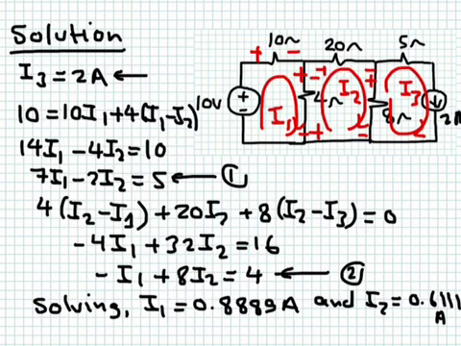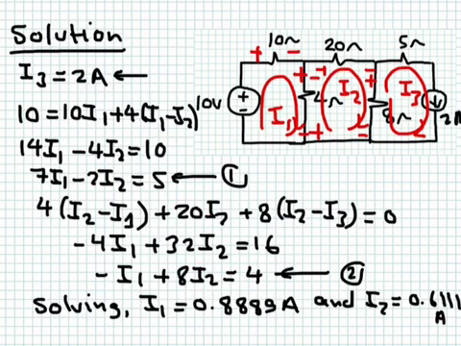I don't have to calculate for the third loop. I already know what I3 is. So you divide by 4, you get minus I1 plus 8 I2 is equal to 4. If you solve for I1, I2, I did do that. I used substitution. I wrote here I1 as 8 I2 minus 4, and then I substituted into this equation here. I was able to get the solution for I1 and I2, and I did verify that answer.